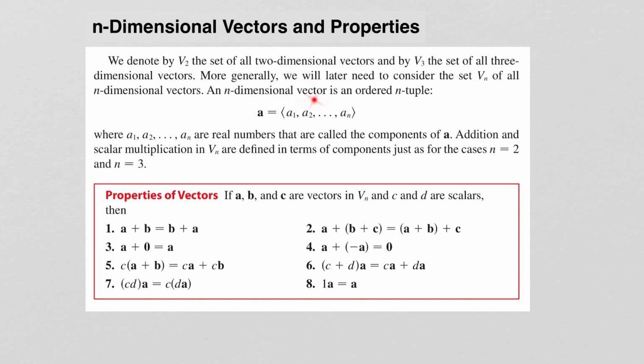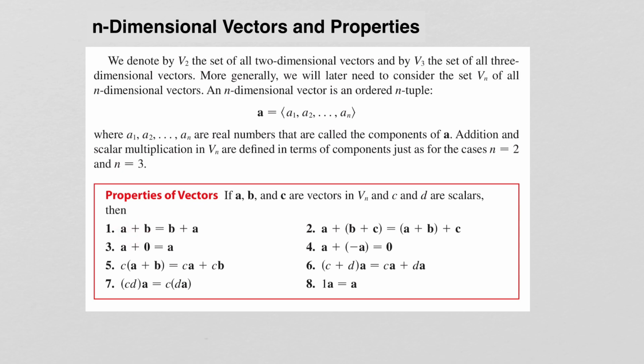An n-dimensional vector is an ordered n-tuple. So it is just a vector that has n components. And we simply list the components of the vector, where all of these numbers are real numbers. Addition and scalar multiplication in Vn are exactly the same as in V2 and V3. And we have some basic properties of vectors, and most of these are really obvious properties, so you don't have to think too much about them.